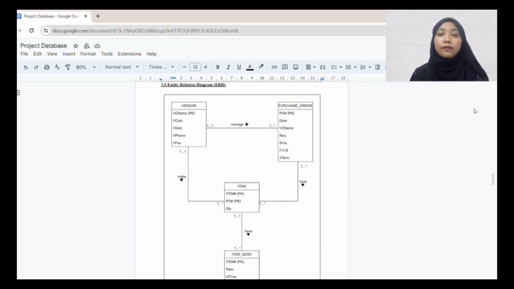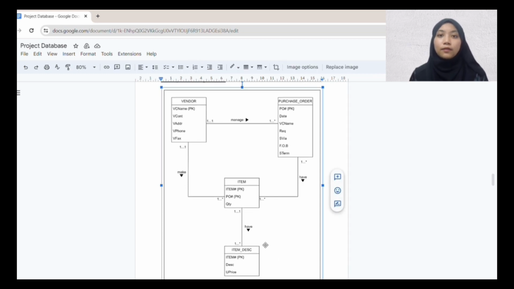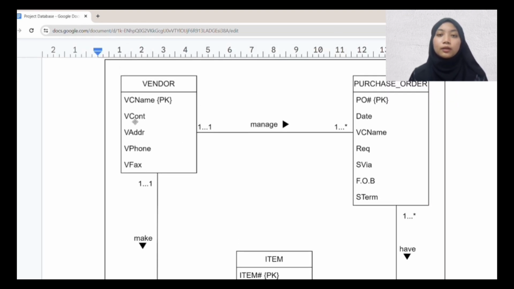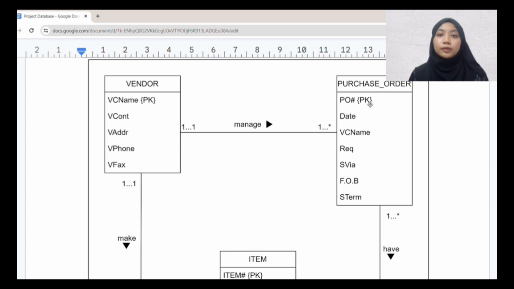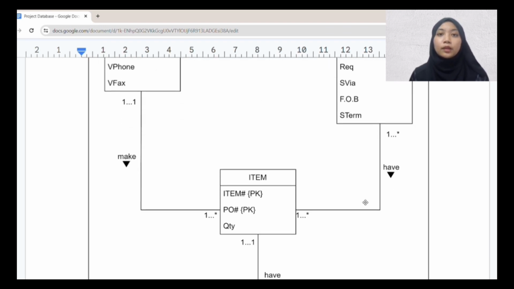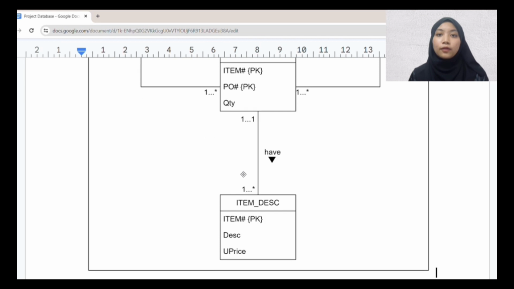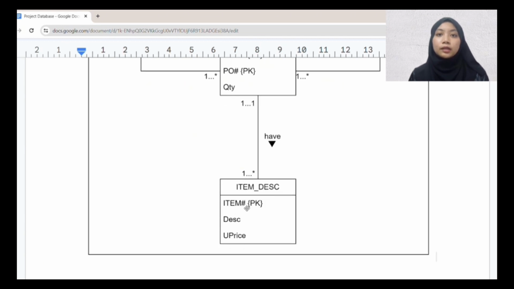In our ERD, we have four entities which are vendor, purchase order, item, and item description. For the vendor entity, we have attributes vendor company name, which is the primary key, vendor contact name, vendor address, vendor phone number, and vendor fax number. For the purchase order entity, we have attributes PO, which is the primary key, date, vendor company name, requisitioner, ship via, FOB, and shipping term. For the item entity, we have attributes item and PO for primary key, and quantity. For item description, we have the entity item as the primary key, description, and unit price.